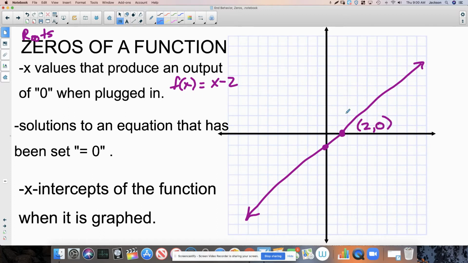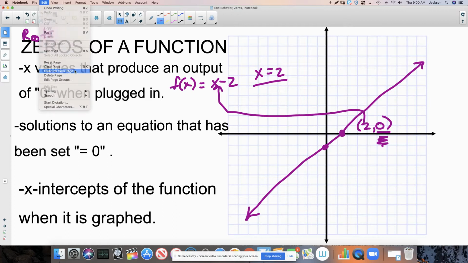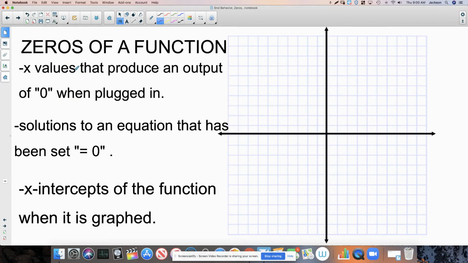How do we know that? Because if I take the number 2 and I plug it in here, 2 minus 2 is 0. So the zero of this function would be x equals 2. So a zero is typically expressed as an x value, not as an ordered pair. But when you look at it as an ordered pair, you see that y coordinate of 0. I'm going to get rid of this because there's going to be a whole bunch more going on this page. But that's one interpretation of what a zero is.